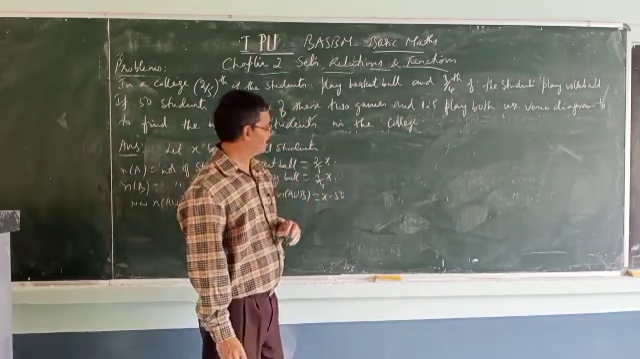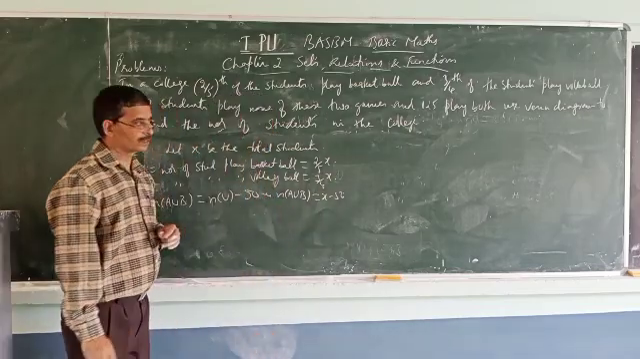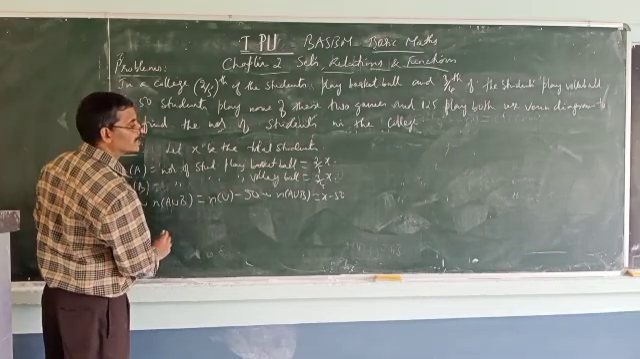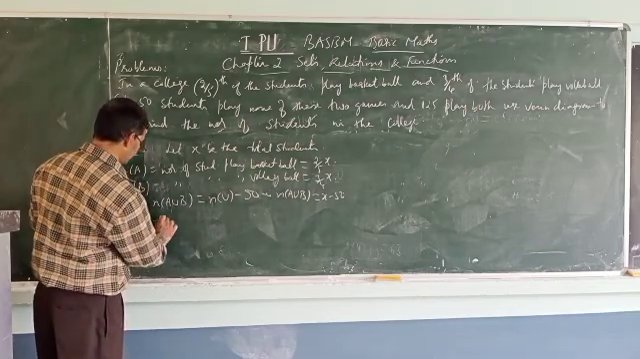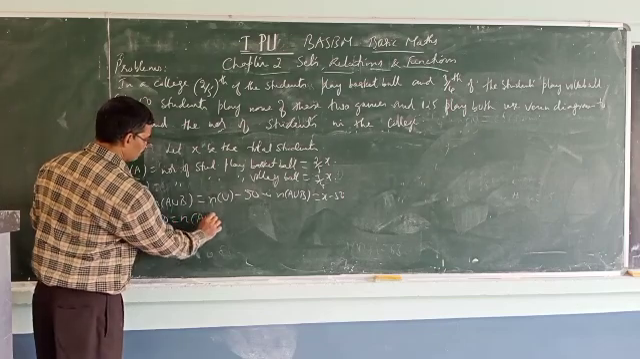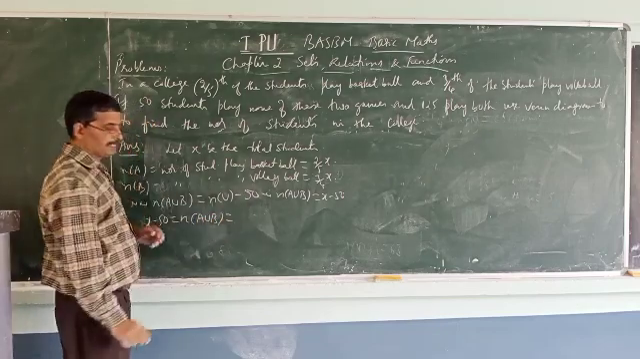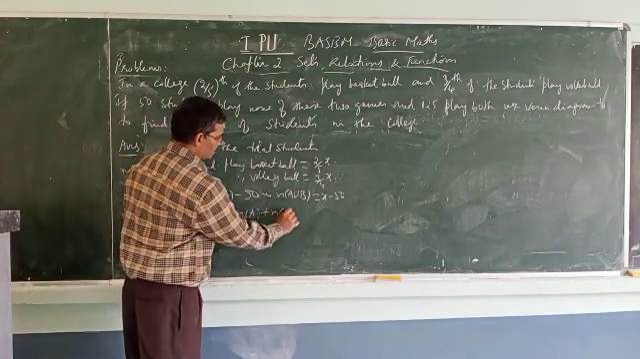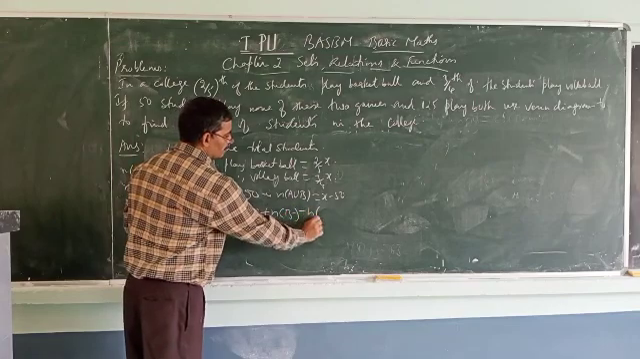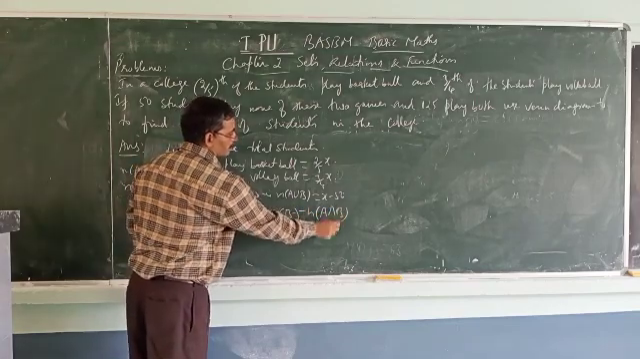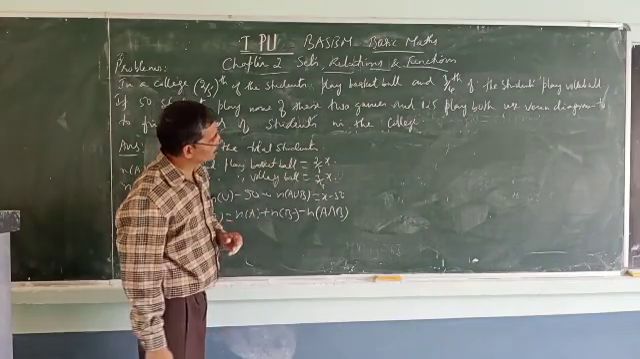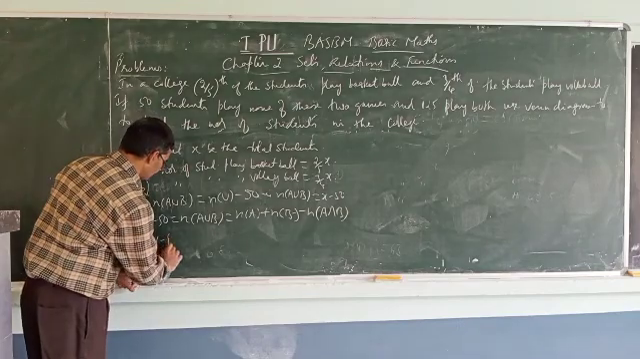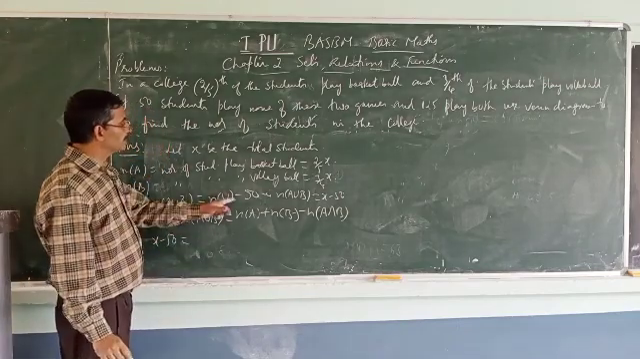Now we will apply the formula. n(A union B) equals x minus 50. So x minus 50 equals n(A union B), which equals n(A) plus n(B) minus n(A intersection B). This is the formula you know. So what we will get from here?